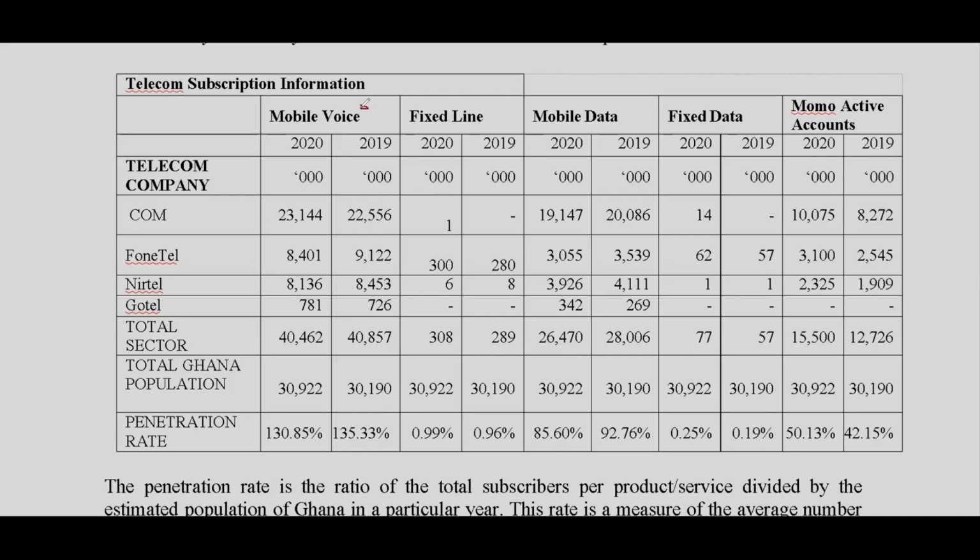So for instance, if I take mobile voice, when I need the market growth rate, I know market growth rate is giving us what? My current year revenue, so 2020 revenue minus 2019 revenue, all over 2019 revenue times 100. Now, this is what we learned. So the same way, I can just calculate it as what?